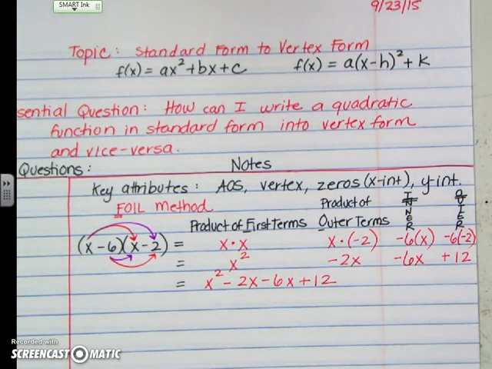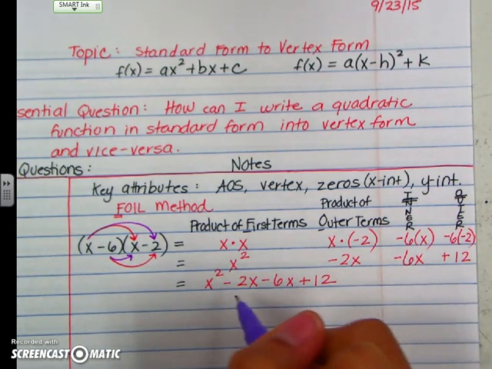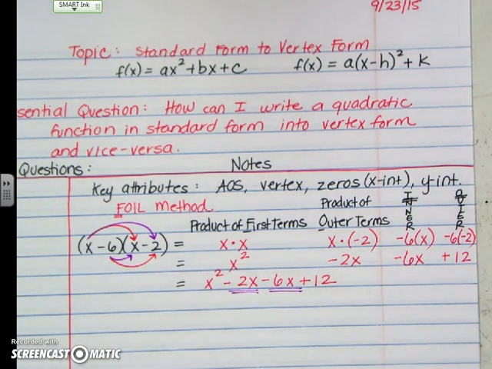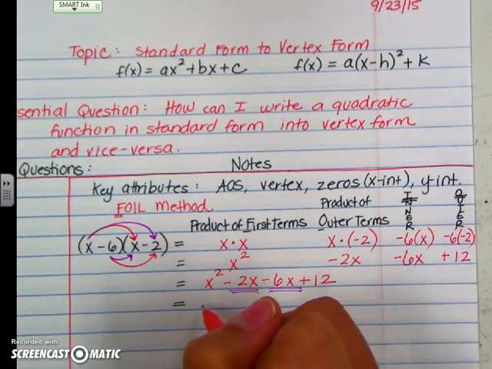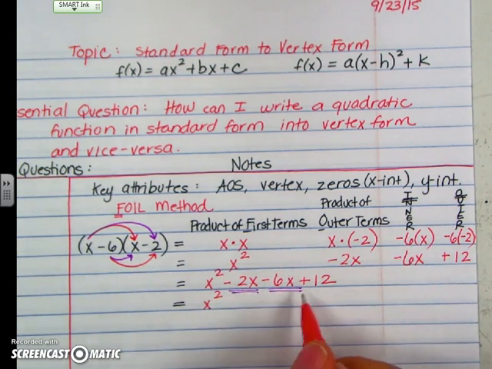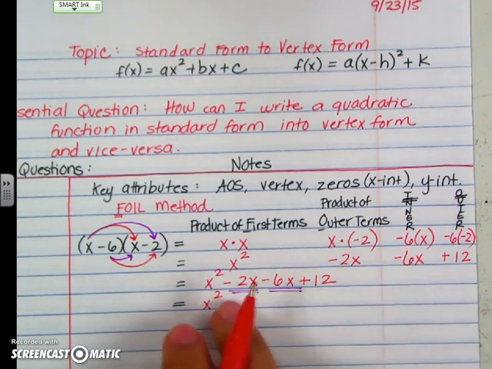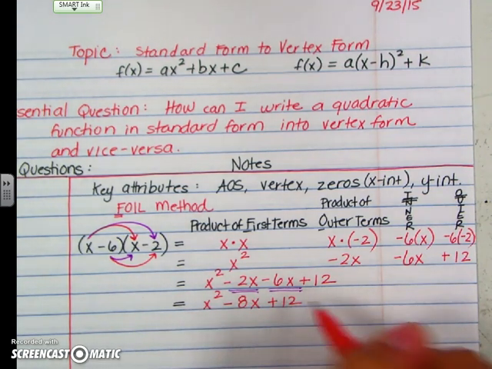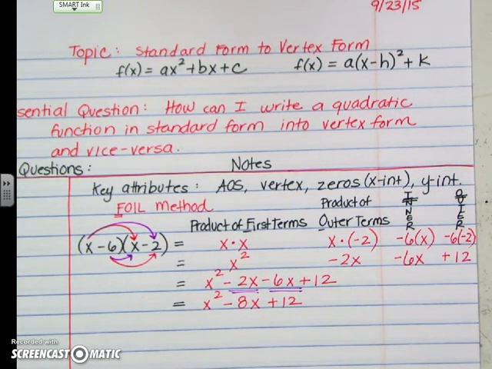Well, now it comes to our second vocabulary term, which is to combine like terms. You want to get people who are from the same group, from the same family together. And in this case, it's only the x's. So your simplified answer would be x squared, -2x minus 6x. So they're both negative, so it's going to be a -8x plus 12. Okay, x squared minus 8x plus 12. This is the FOIL method.